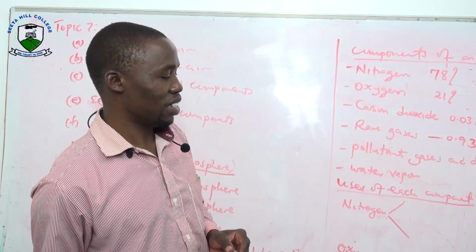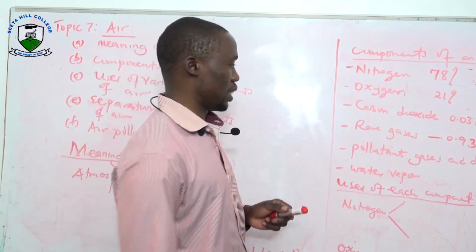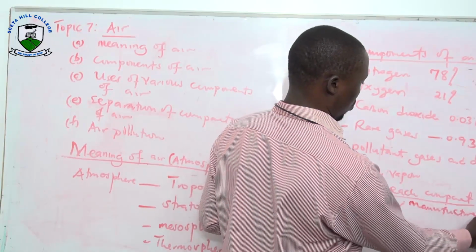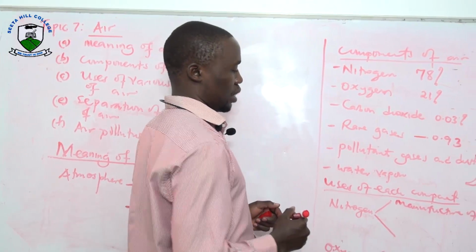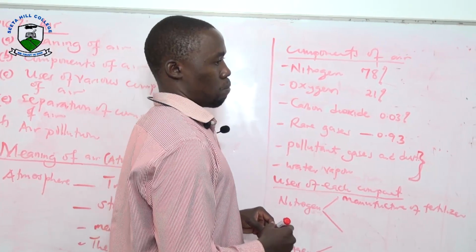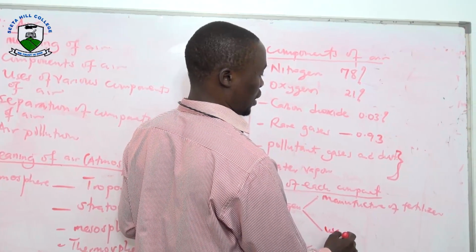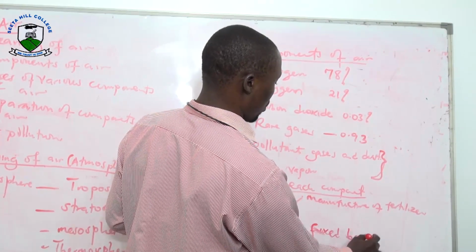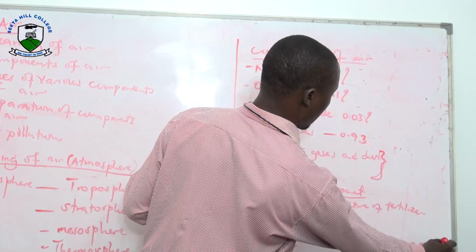Nitrogen is basically used in the manufacture of fertilizers. Nitrogen can be used by plants. Some plants have nitrogen fixing bacteria. It's fixed by bacteria as a nutrient. Hospitals use it for what?